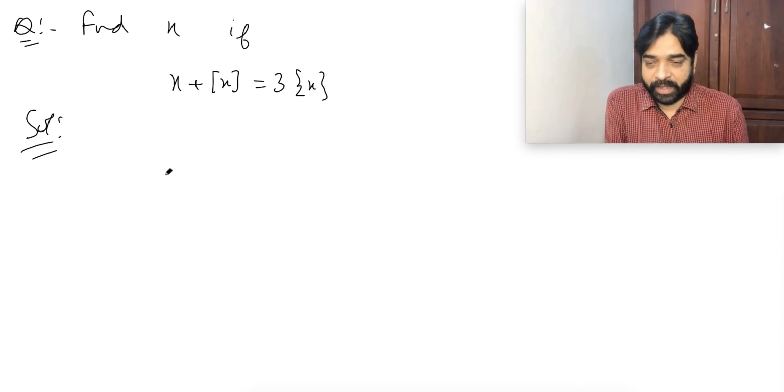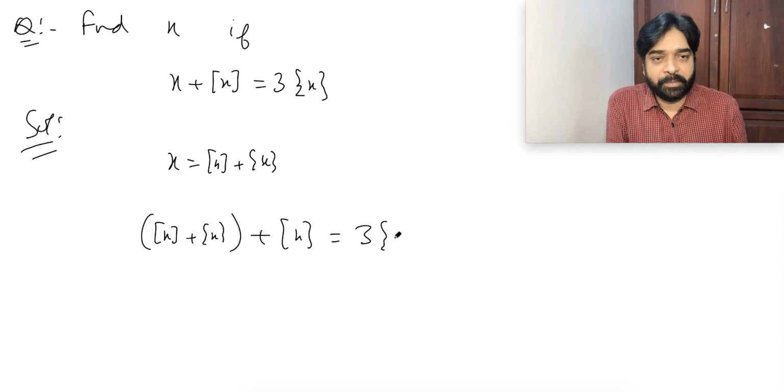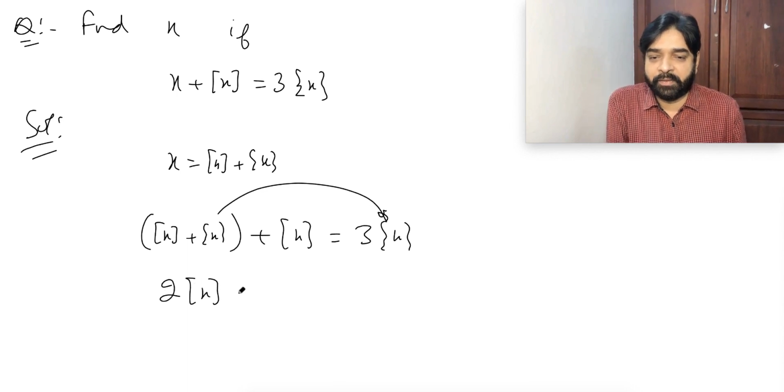So what can we say? We know that x is always equal to what? Greatest integer plus fractional part. Anytime I can write it like this or not. So in this equation I can say greatest integer x plus fractional part of x, in place of x I wrote it, plus greatest integer x equals 3 fractional part of x. From here 1 fractional part of x will go to this side, so we get 2 greatest integer x equal to 2 fractional part of x. 2 bye bye. So I got fractional part of x equal to greatest integer x.